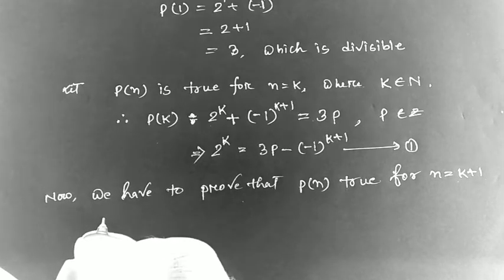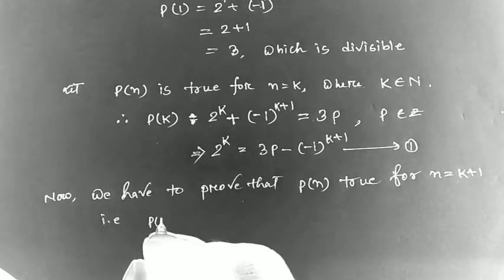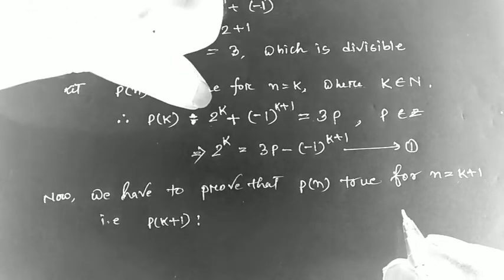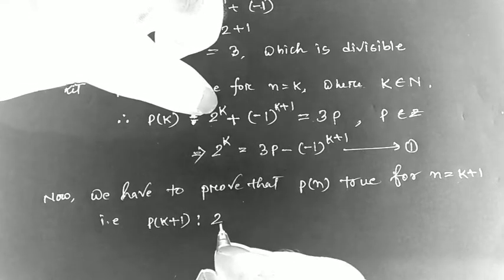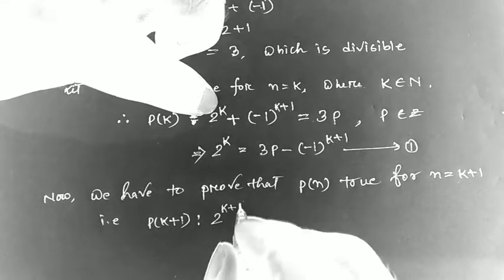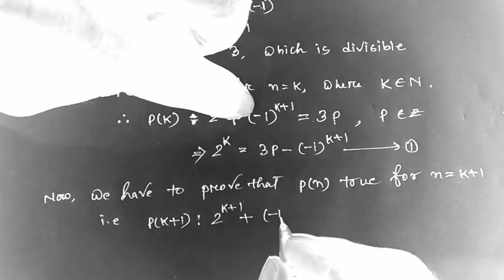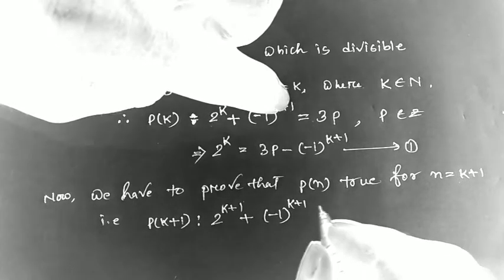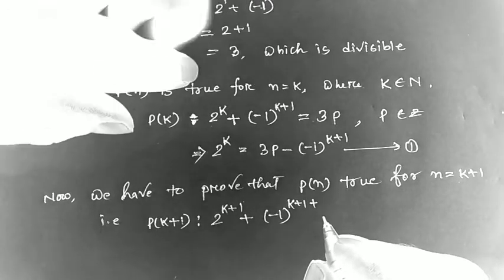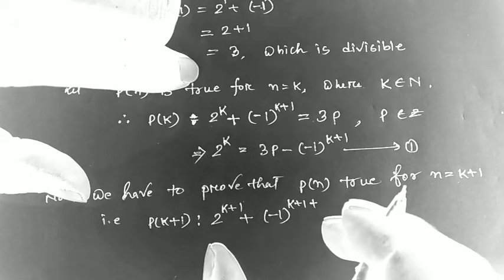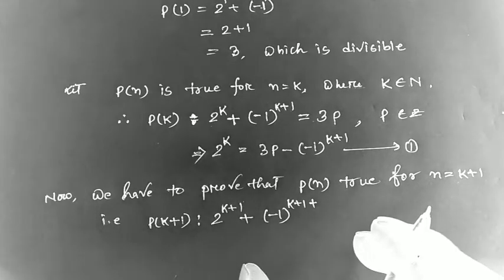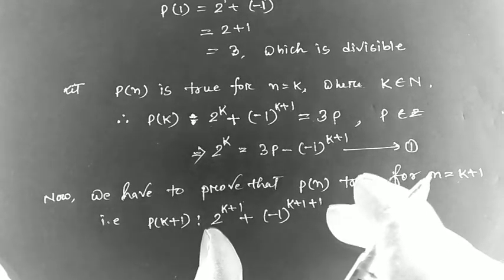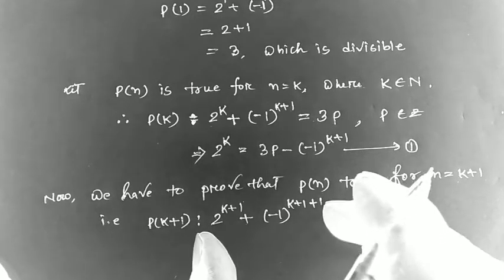So what can we write? P k plus 1, where k is replaced by k plus 1. So here in this sum 2 to the power k is replaced by k plus 1, and here minus 1 to the power, in place of k we have to give k plus 1, and plus 1. Now this thing we have to prove is divisible by 3. We will not write equal to something, because now we have to prove this one divisible by 3.